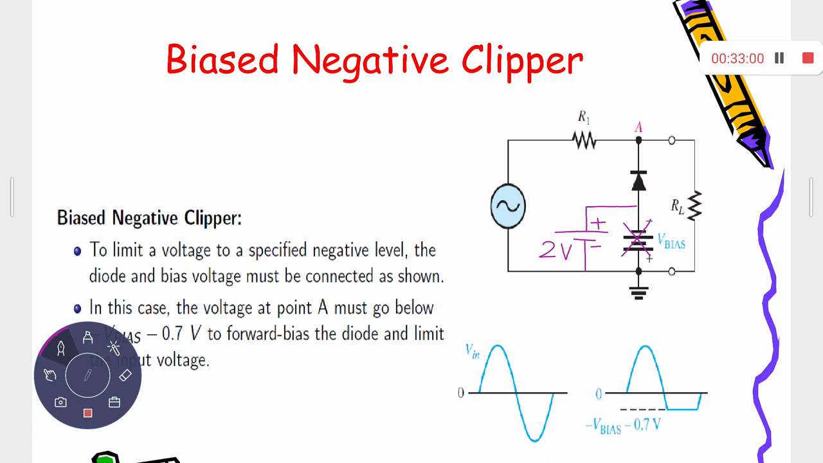What will be the status of the diode in the positive? So the anode voltage is held at plus 2 volt, not minus 2. It's positively biased, basically positively biased negatively. Last time we discussed negatively biased negatively.